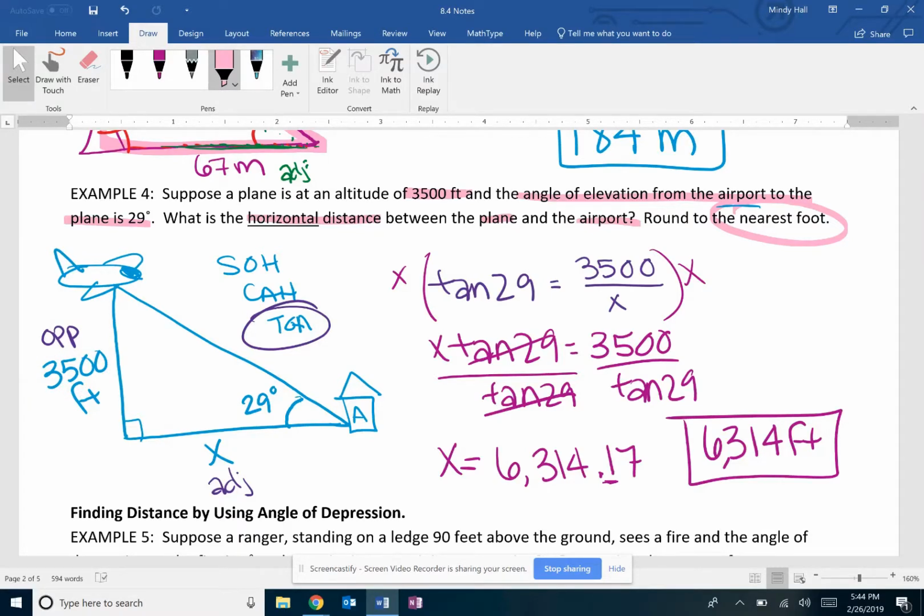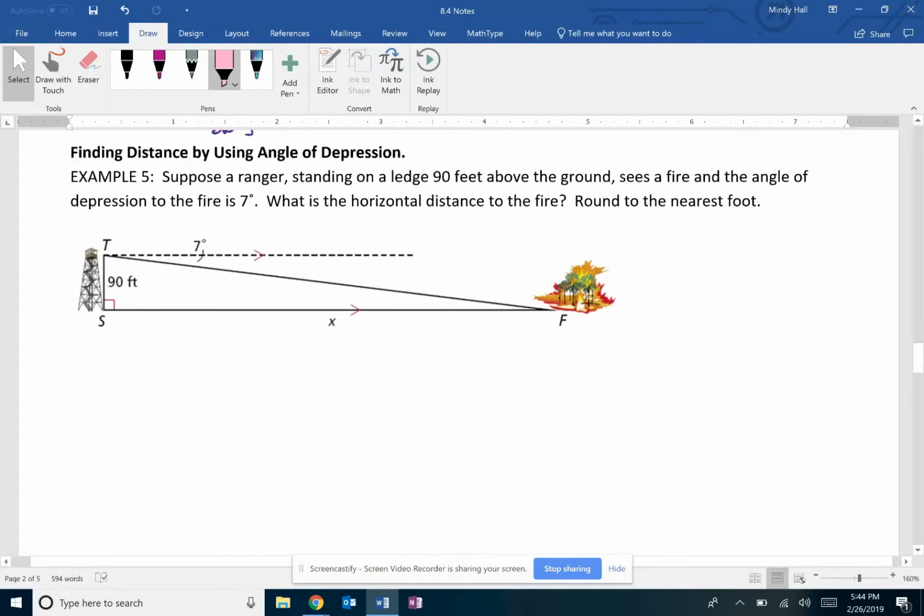Okay, so our next one, we're going to have an angle of depression. So suppose a ranger standing on a ledge 90 feet above the ground sees a fire, and the angle of depression to the fire is 7 degrees. What is the horizontal distance to the fire, round to the nearest foot? So we have 90 feet above the ground, angle of depression is 7 degrees, and we want to know horizontal distance, rounding to the nearest foot.